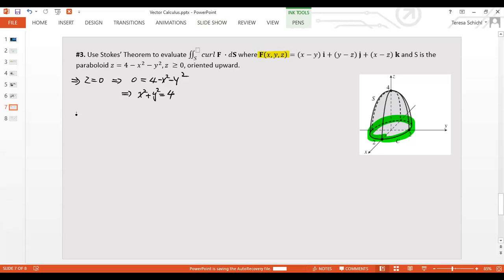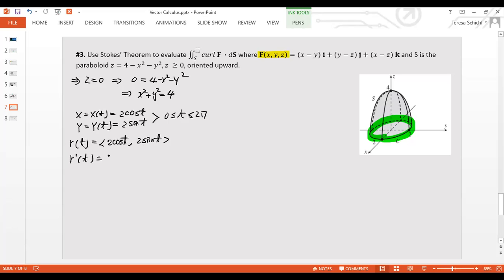So this is a circle. So x equals x(t), which is 2 cosine t. Then y(t) is equal to 2 sine t here, right? And of course, because this is a circle, t goes from 0 to 2 pi. So now my r(t) will be equal to 2 cosine t, 2 sine t. Then r prime t is equal to negative 2 sine t, 2 cosine t, right?